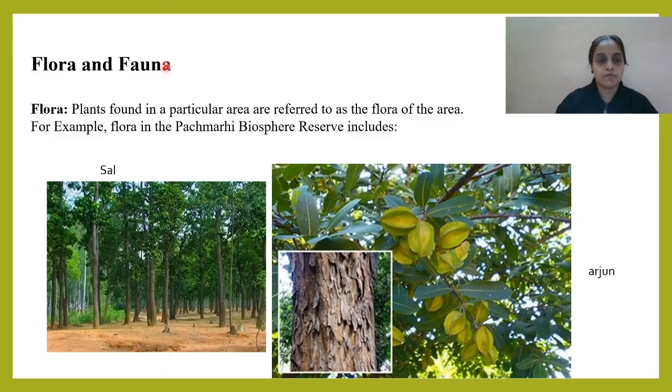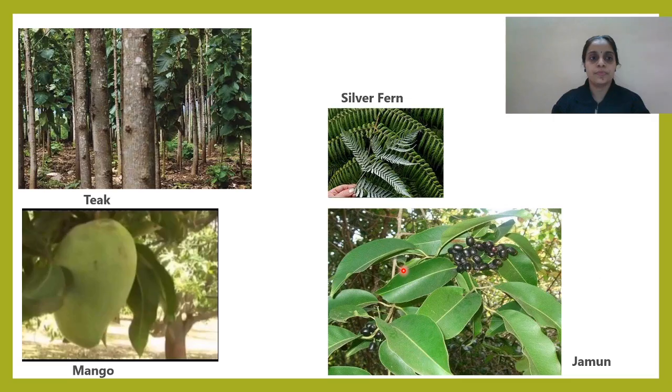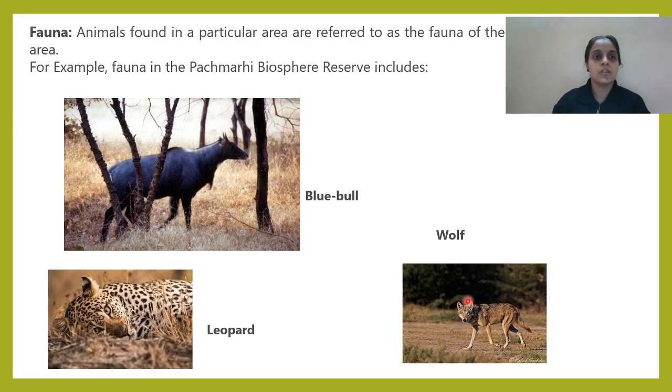Coming to flora and fauna. The plants found in a particular area are referred to as the flora of that area. These are the flora you see: a sal tree, Arjun, teak, silver fern, mango and jamun.